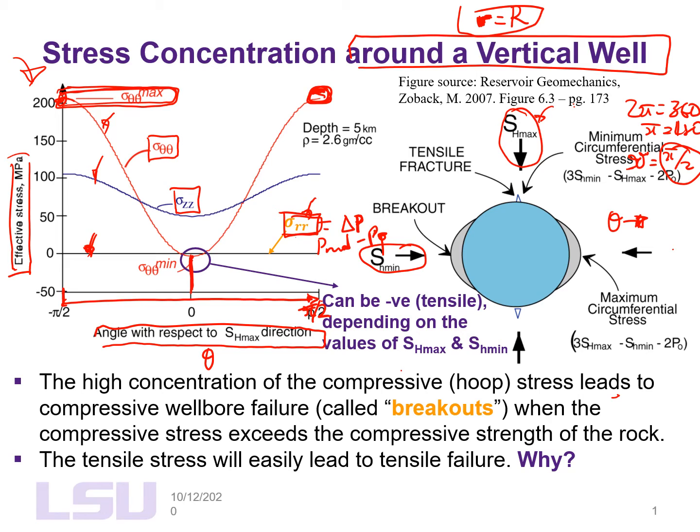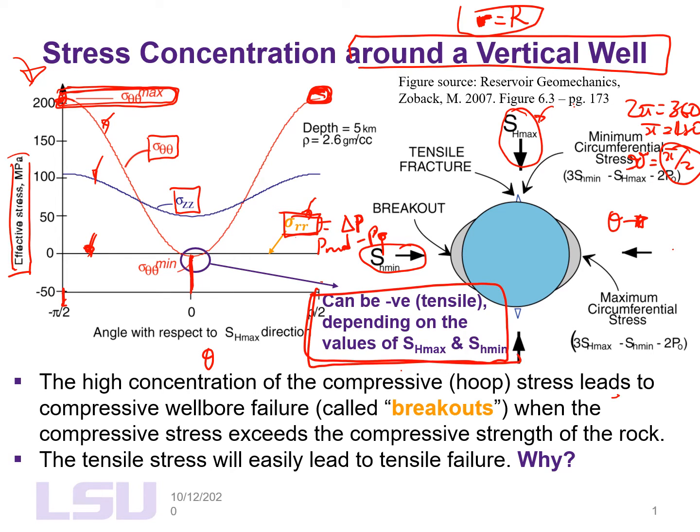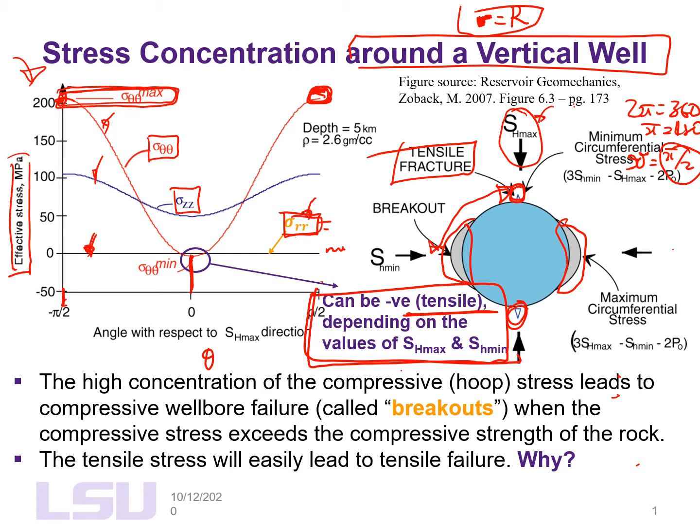And when it gets negative, like I explained here, it's tensile. And that's your drilling induced tensile fracture. It's going to be 180 degrees apart. And that compressive failure, which we talked about previously, is your wellbore breakout, and it's also 180 degrees apart. And that means there is going to be 90 degrees between your drilling induced tensile fractures and your wellbore breakouts.